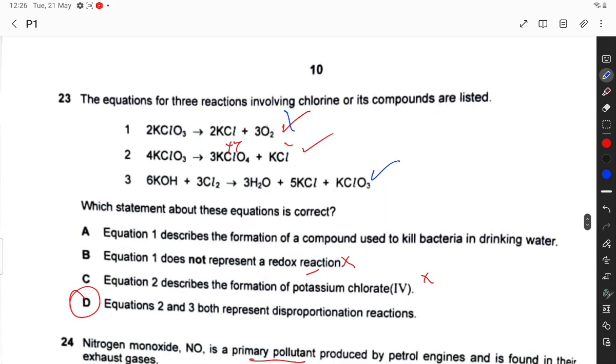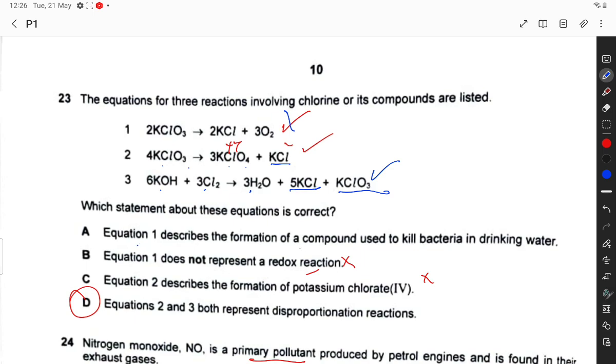The equations for three reactions involving chlorine or its compounds are listed. 2KClO3 forms potassium chloride and oxygen, 2KClO3 forms KClO4 and KCl, KOH plus Cl2 forms KCl and KClO3 plus water. Which statement about these equations is correct?